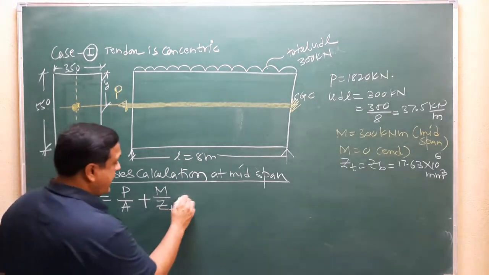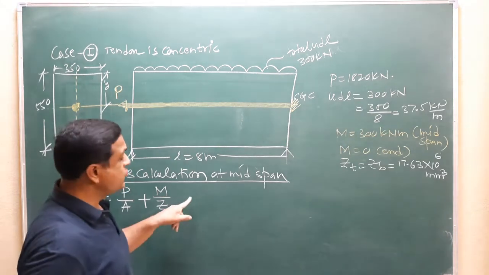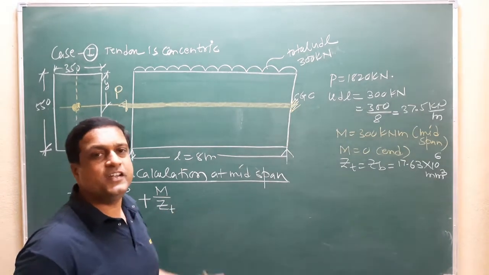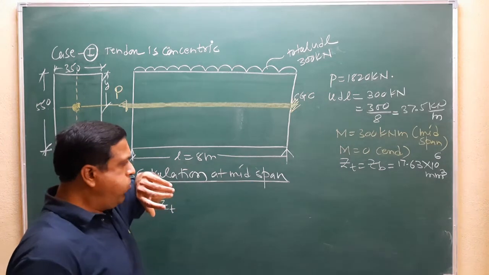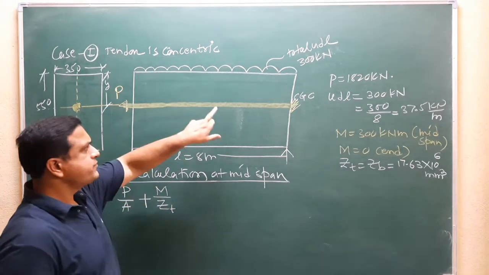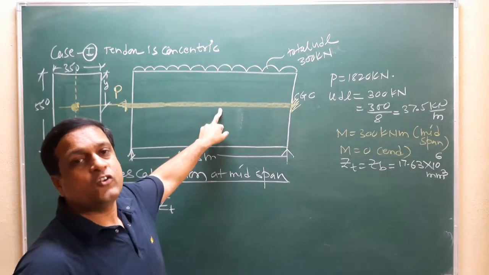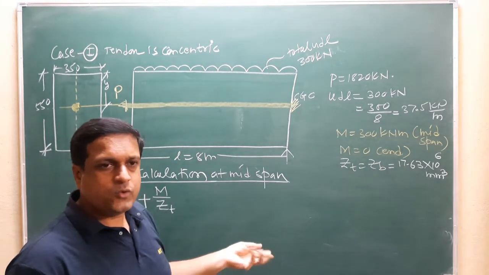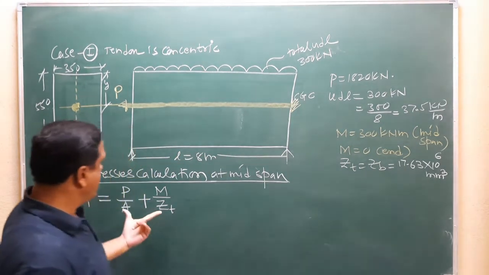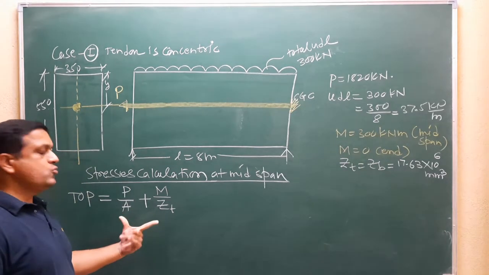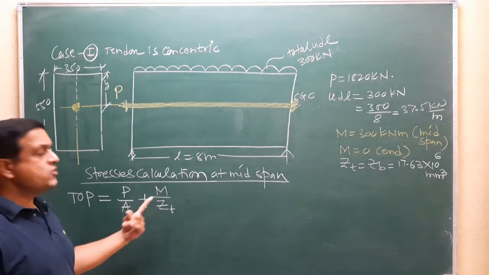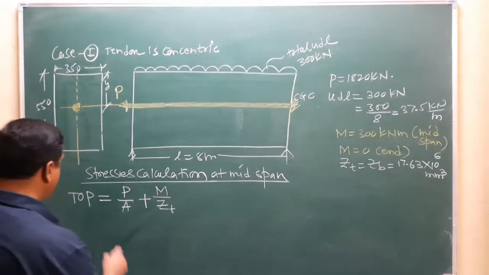Now, the next term, the bending stress due to the eccentricity of the tendon, is absent here because the tendon is concentric, there is no eccentricity. So that bending stress is nil here. So you only have to consider these two terms. Other terms are absent.